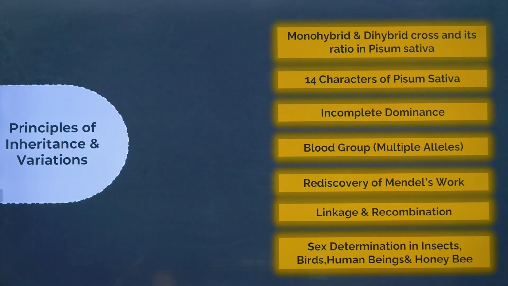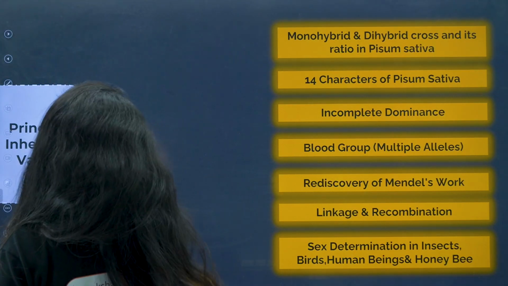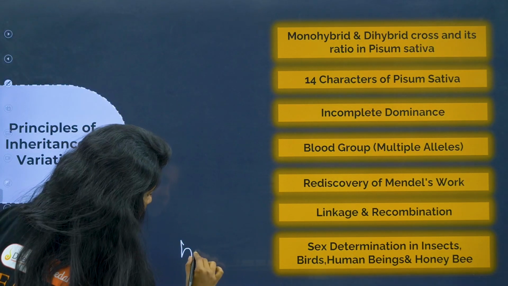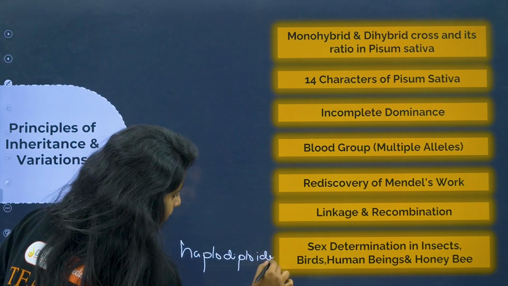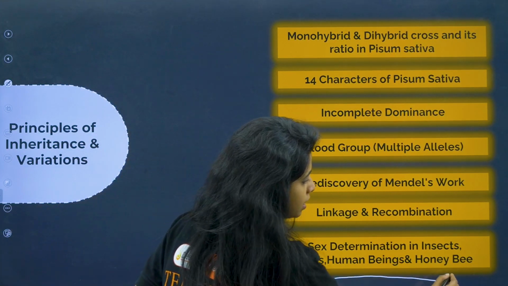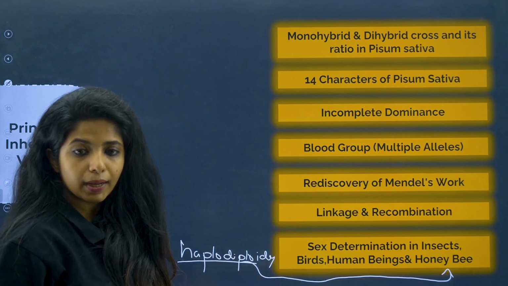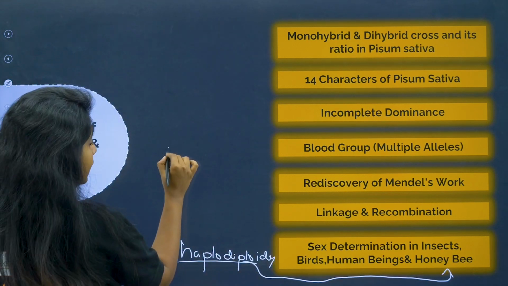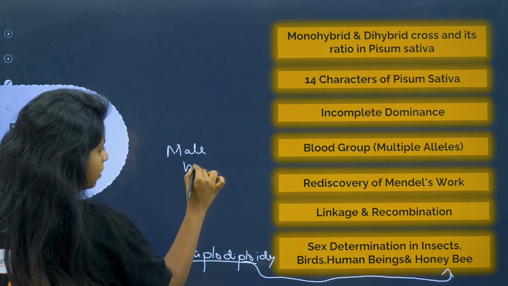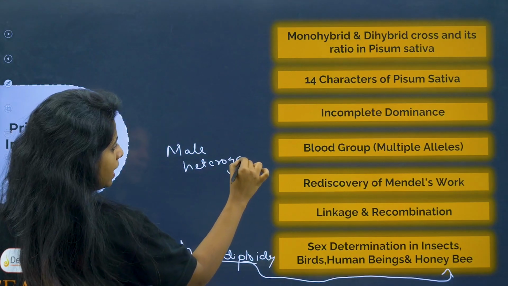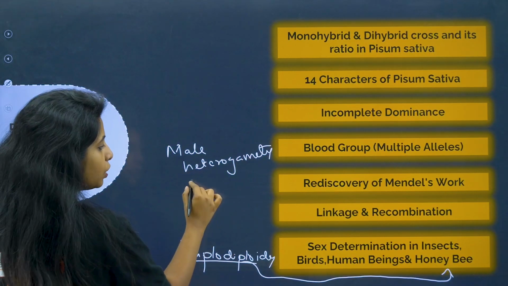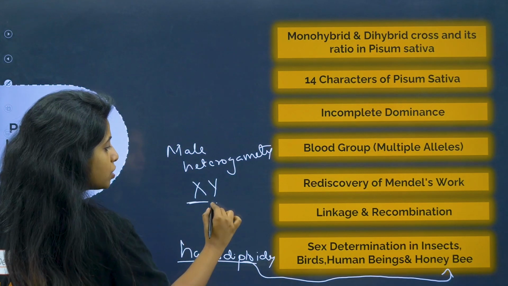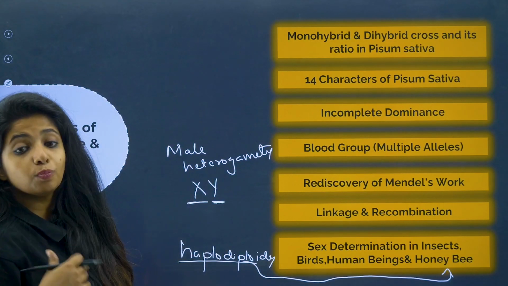I will write it over here, that has come so many times. What is it, children? It is haplodiploidy, which is shown in honeybee. Now male heterogamety, as in the case of human beings, males produce X and Y. So don't you think they are producing two different types of gametes? So this is known as male heterogamety.